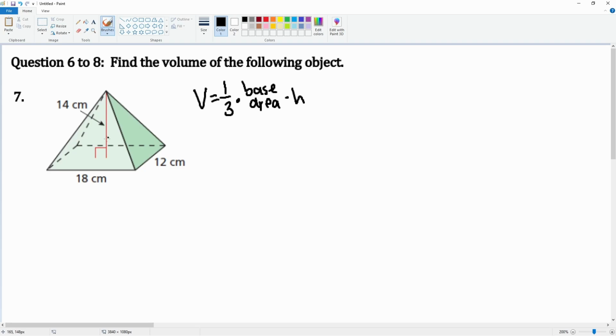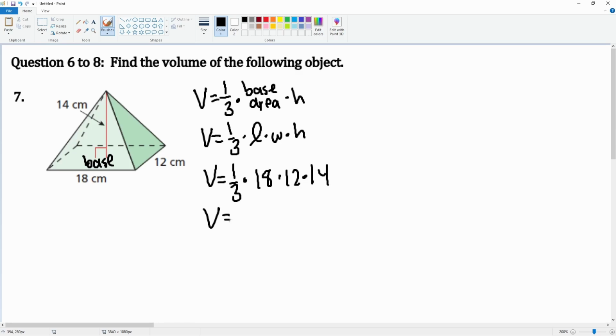All right, so the base area is this here, which can be seen as length times width. Length times width times that height of 14. So we can plug it in. 1/3 times the 18 times 12 times 14. That would now get us our volume. 1/3 times 18 times 12 times 14. And that is 1008 centimeters cubed.